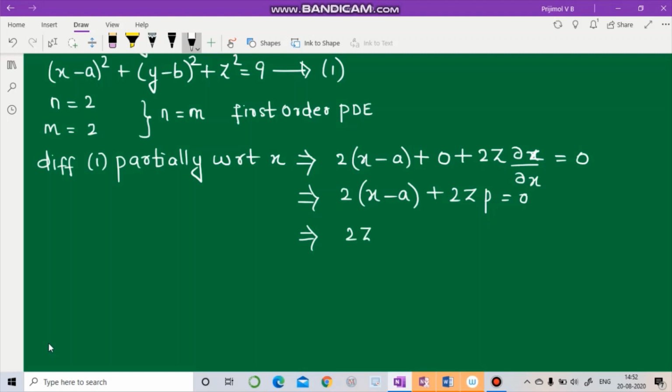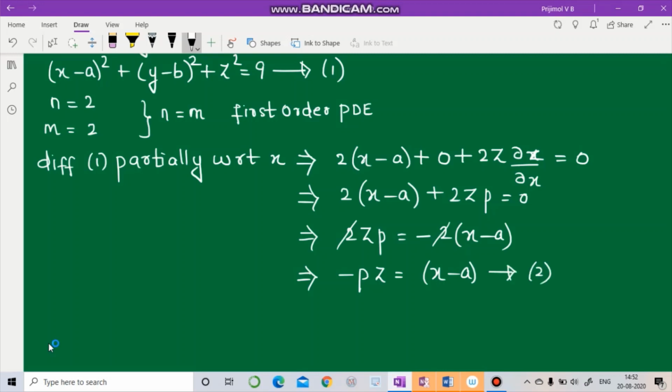So you get 2zp is minus 2 into x minus a. You can cancel the terms too and bring the minus in the RHS to the LHS. So minus pz is nothing but x minus a. So you got another relation, call that as equation number 2. Now similarly, what you have to do is differentiate equation 1 partially with respect to y.